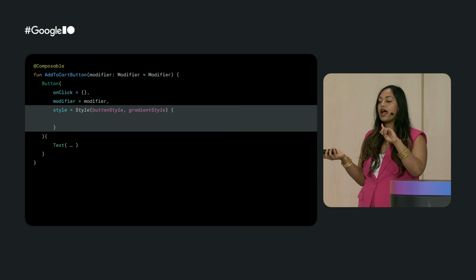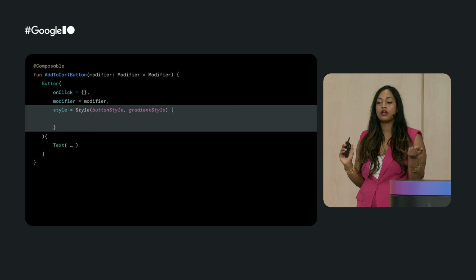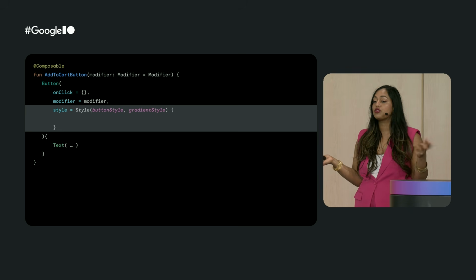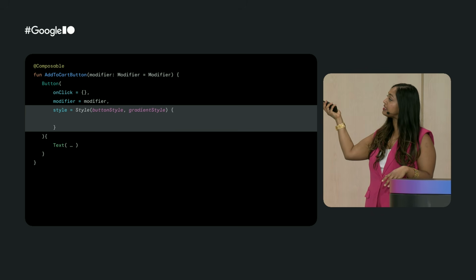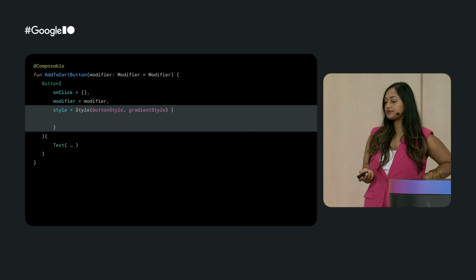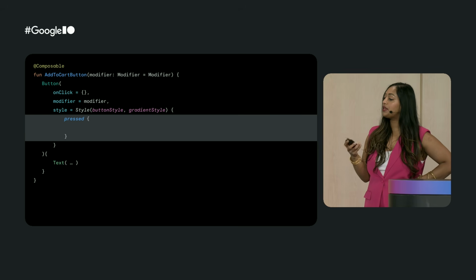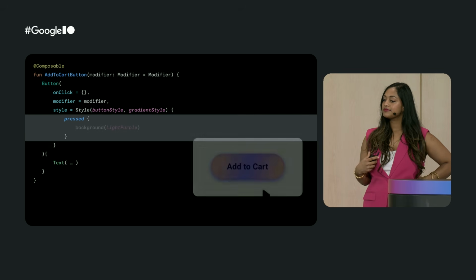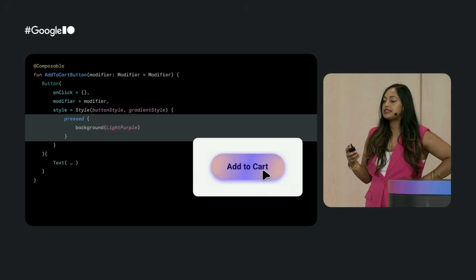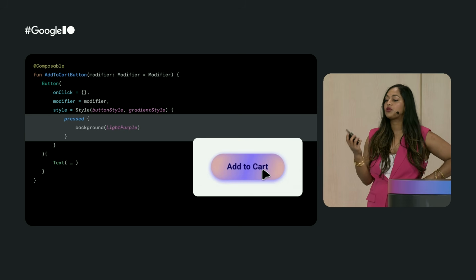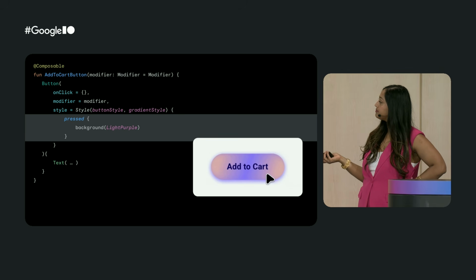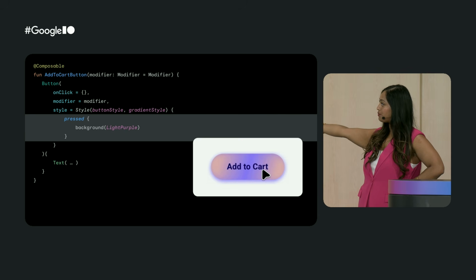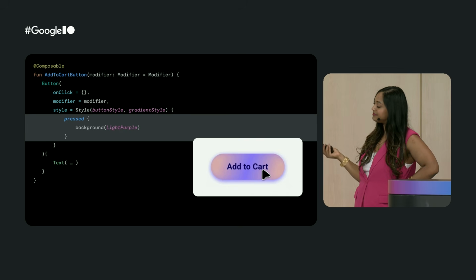So we already have button style and gradient style passed into the style parameter, and we could add our state-based styling through a style object, or we could add an inline style block by adding a block after the parentheses, which we decided to do. And in that block, you can add a press block. In our press block, the syntax is the same as within a style block. In order to define the style when the button is pressed, we will add a background property and set it to light purple. And now you can see that when it's pressed, it turns to light purple.